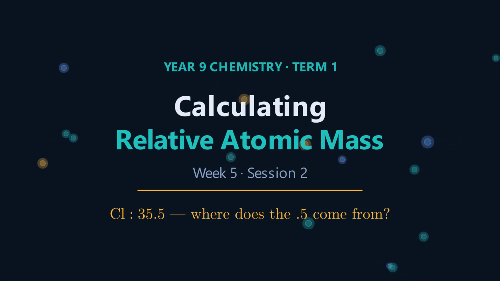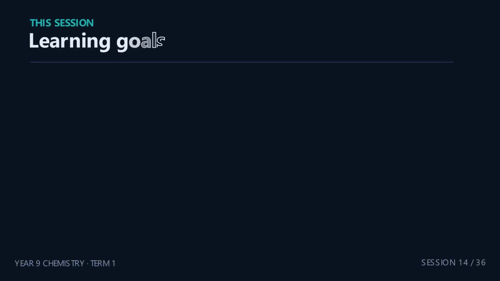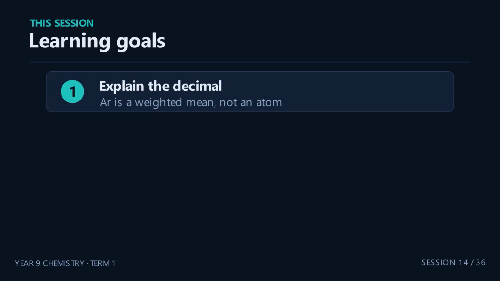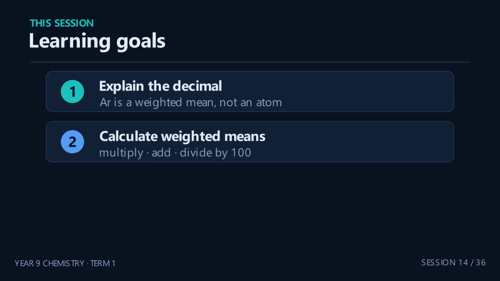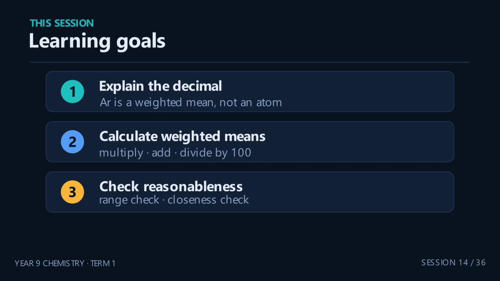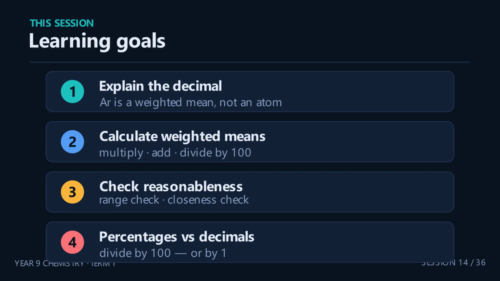Let's get calculating. Your 4 goals. First, explain why relative atomic mass is often not a whole number. Second, calculate a weighted mean from isotope abundances. Third, check whether an answer is even reasonable. And fourth, keep percentage abundances and decimal abundances straight.